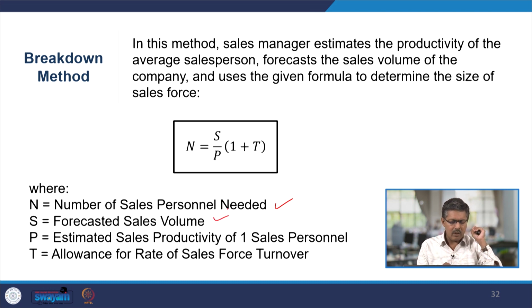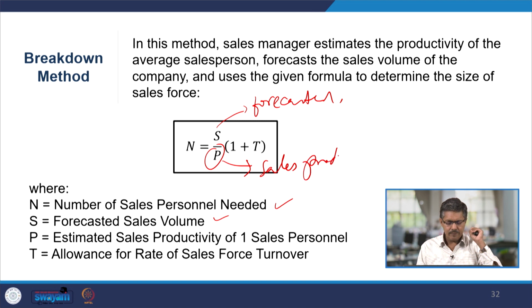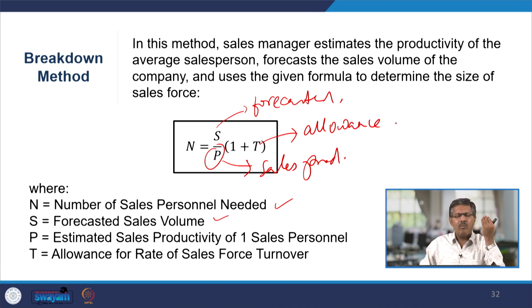S is my forecast, my forecasted volume. P is my sales productivity, and T is my allowance. Now, this is not time, this is the allowance rate for the Salesforce. People will be leaving your job and they might be going for better opportunities, or something can happen. So, what is that allowance rate, how much you are ready to give. That is what it says.